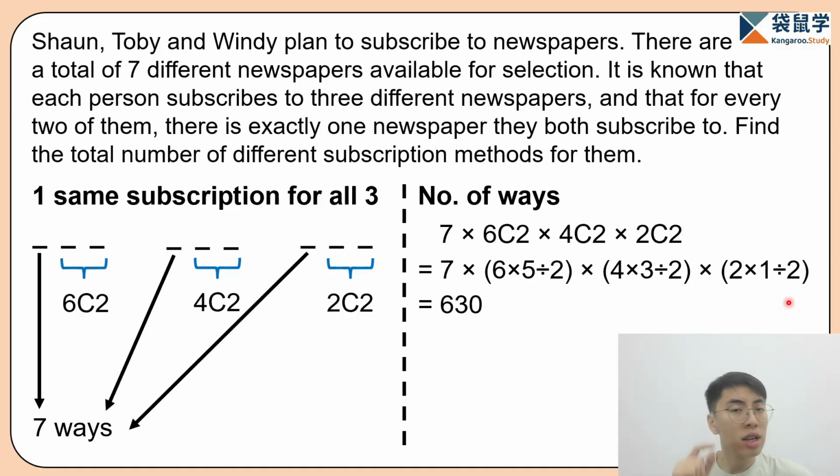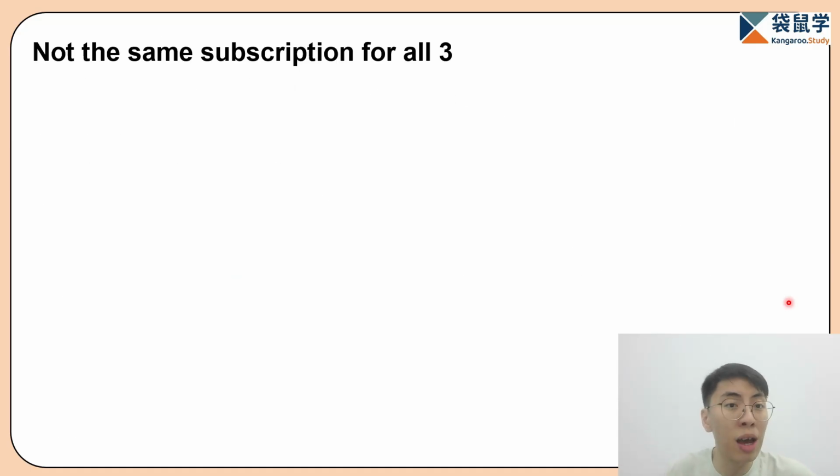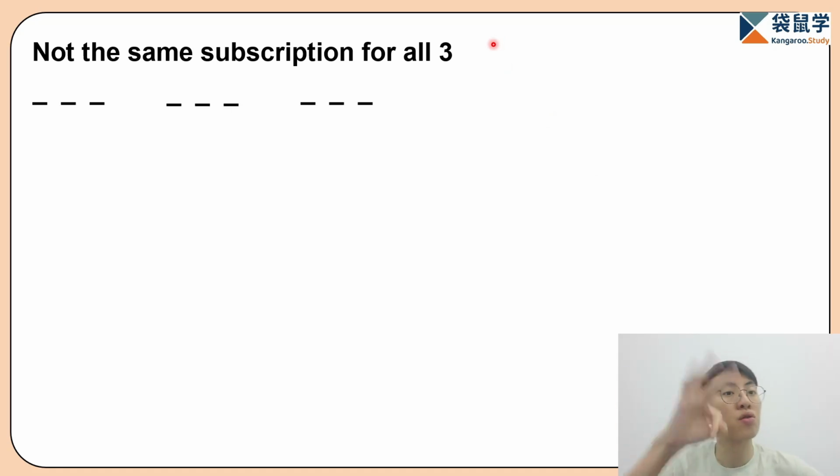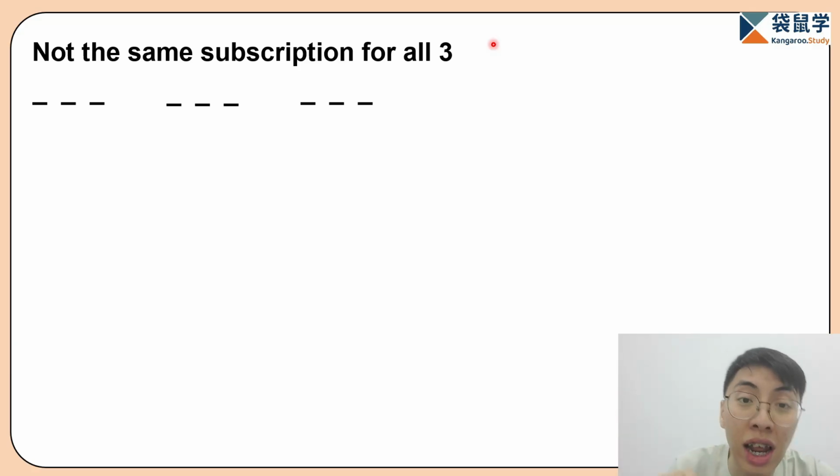But just now we mentioned that there is still a second condition where all three of them do not have the same subscription. And this is where it gets a little bit more confusing. So starting off with again, three of them, because they all do not have the same subscription. Now we think, starting from the first guy.